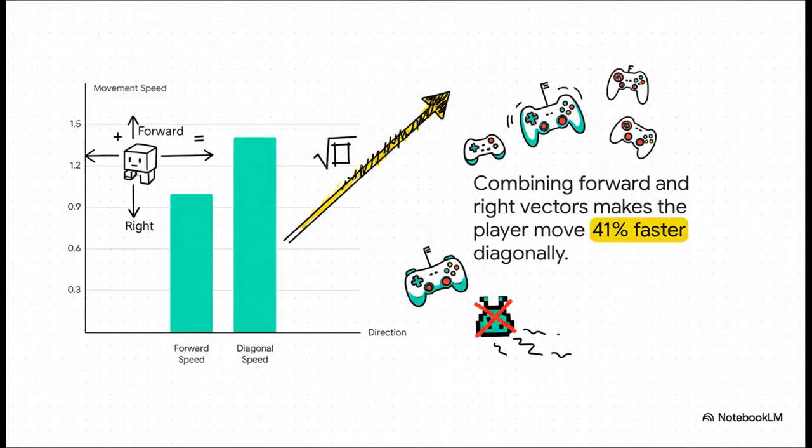Okay, check this out. Let's say moving forward is a speed of 1, and moving right is also a speed of 1. Common sense tells you that moving diagonally, forward and right at the same time, should also be a speed of 1, right? Nope, wrong. If you remember your high school geometry, the diagonal of a square is always longer than the sides. It's the Pythagorean theorem in action. And what that means for us is that your combined direction vector is actually longer, so your character moves about 41% faster when going diagonally. It's a classic bug, and it makes your game controls feel really sloppy and unprofessional.